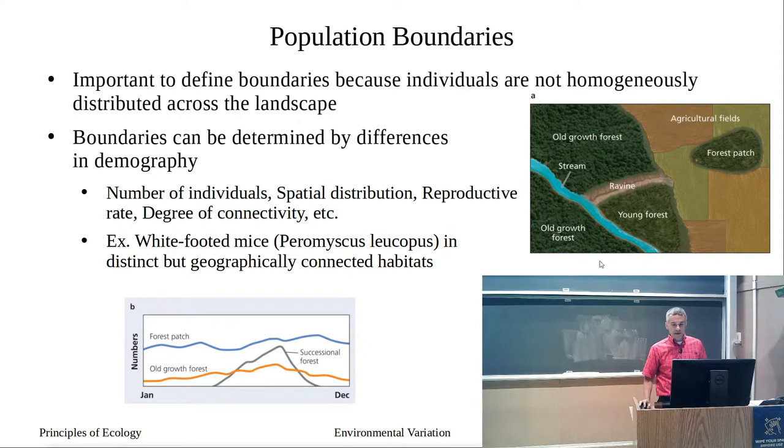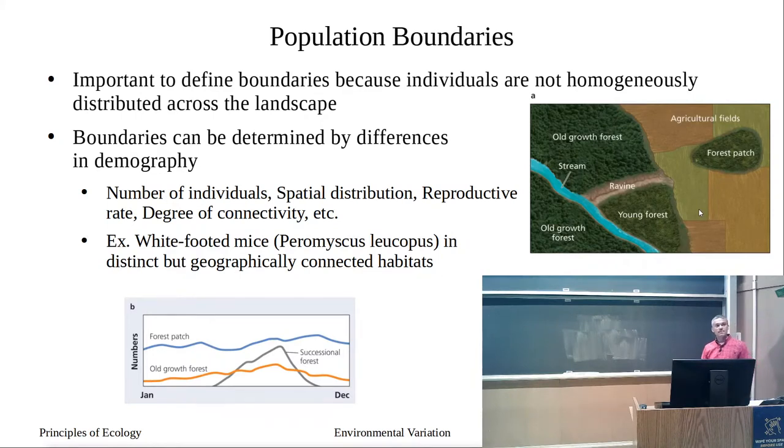So the example that we have here, and the reason why we have this figure, is white-footed mice. We have distinct populations, and they live in these patches. You've got the old growth forest, young forest, forest patches, and so forth. They're going to be a forest species. Occasionally they'll venture into the ravine, occasionally they'll venture out into the agricultural fields to feed, but normally you're going to find them in the forests.